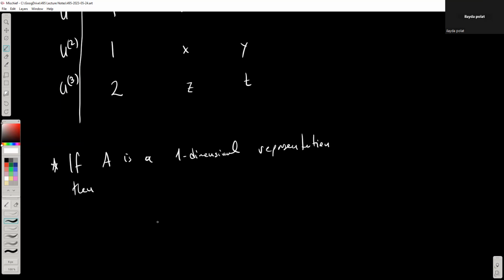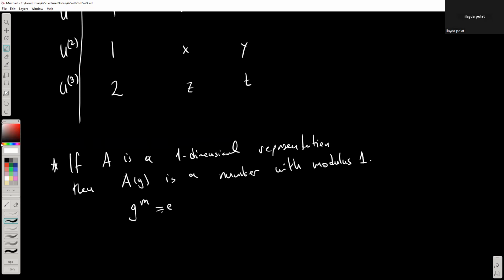I need to say one important thing here. If A is a one-dimensional representation, then A of G is a complex number with modulus 1. Why is this the case? Because if the group is finite, there's actually a number.